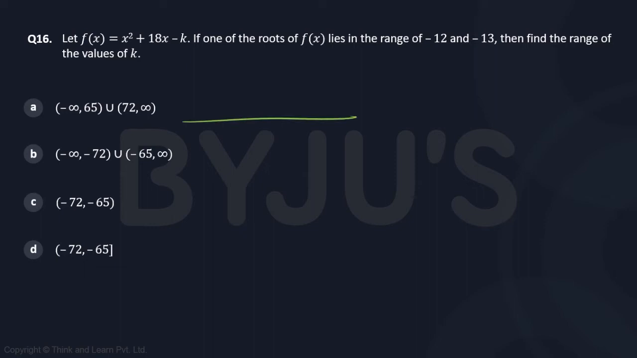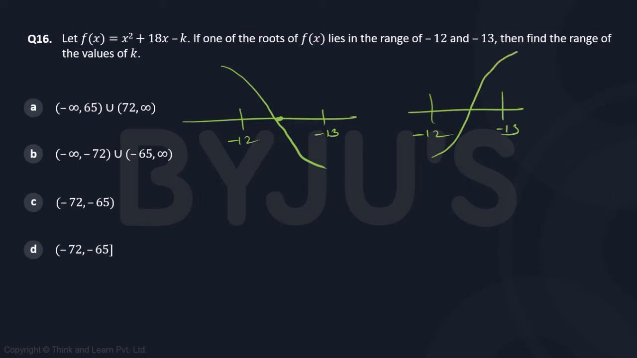So, if you see two numbers, minus 12 and minus 13, and there is a root in between for a quadratic equation, which means either the curve is going like this or the curve is going like this. So basically this is your f of minus 12 and this is your f of minus 13. Similarly, this is your f of minus 12 and this is your f of minus 13.